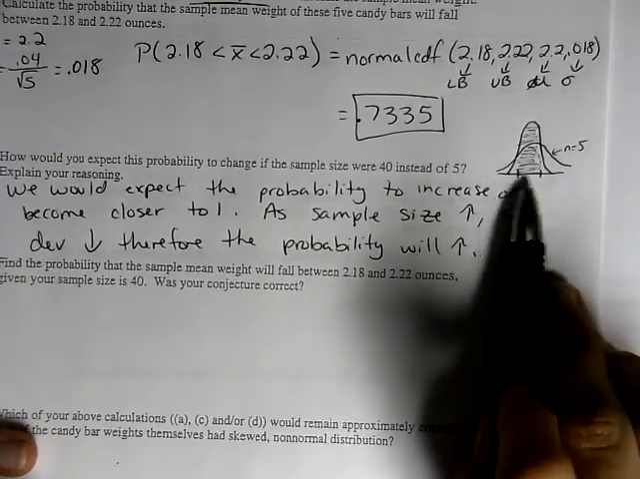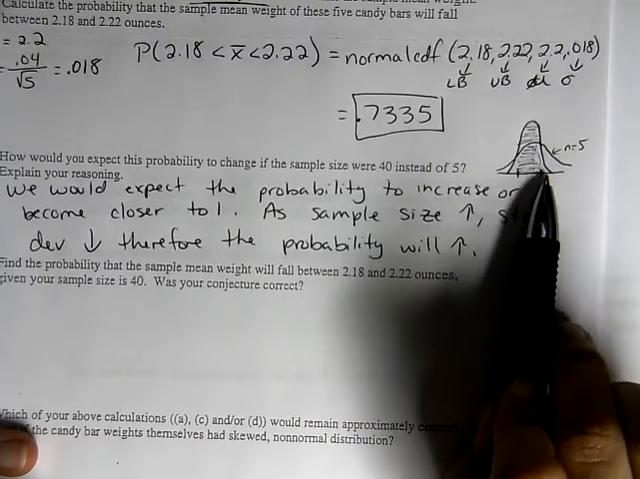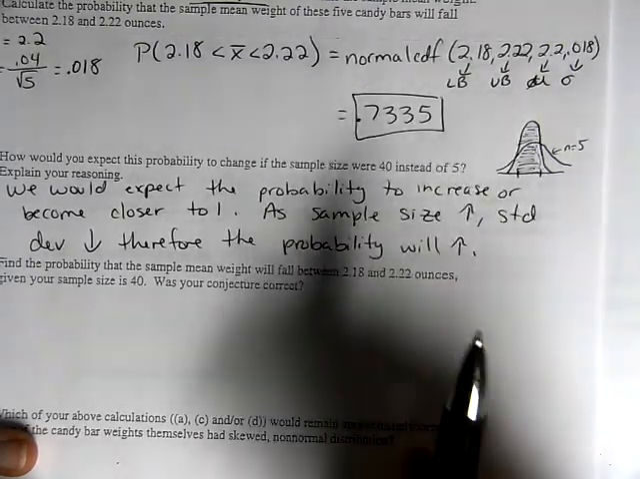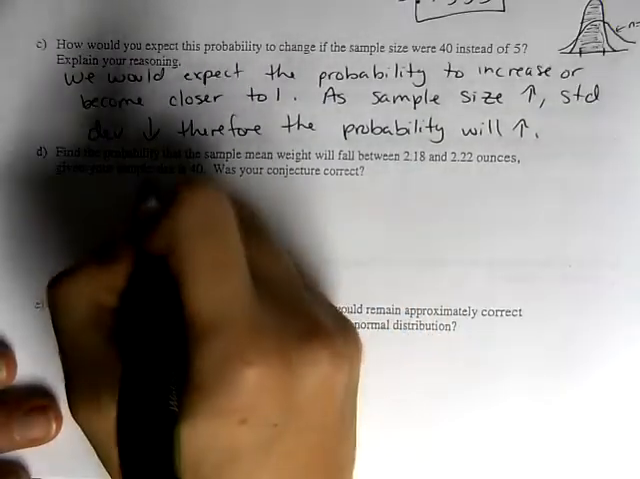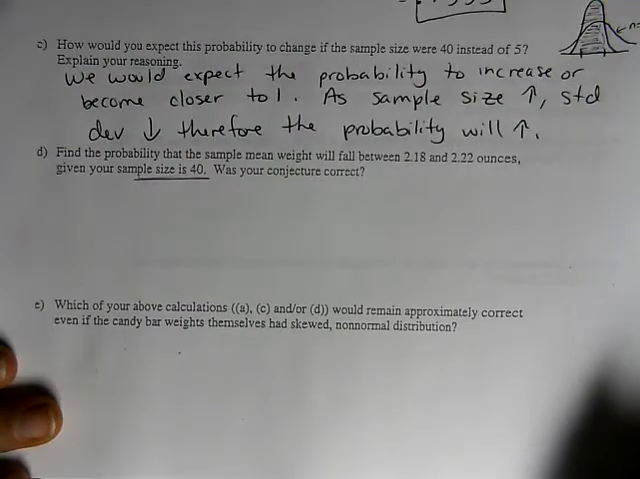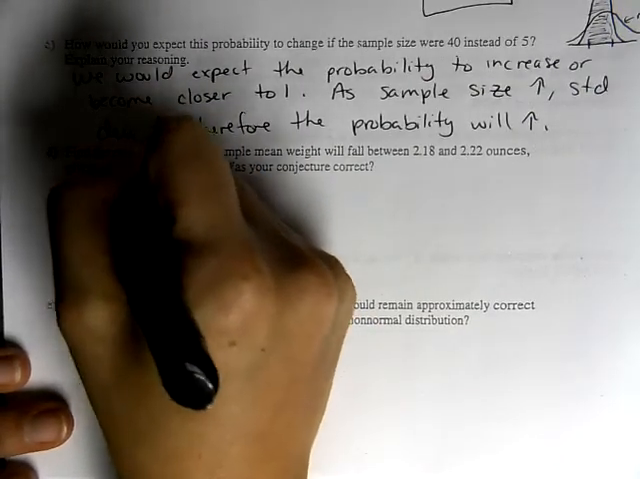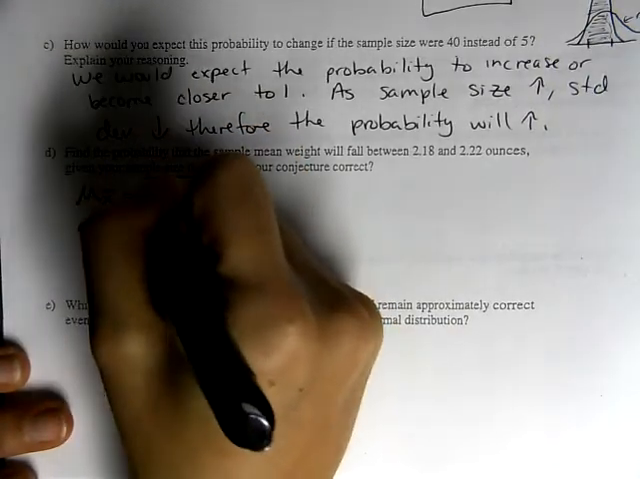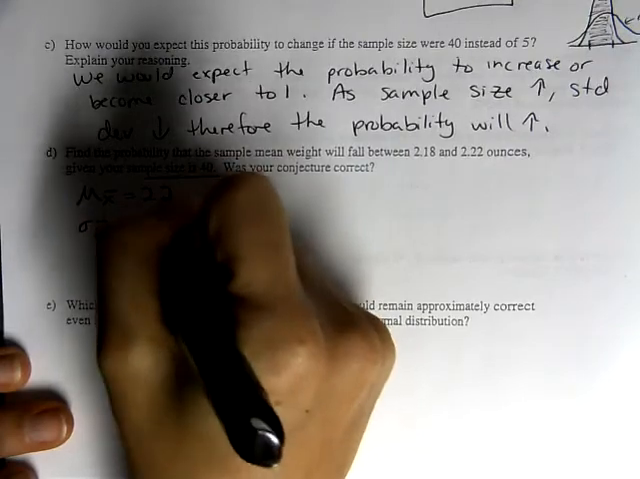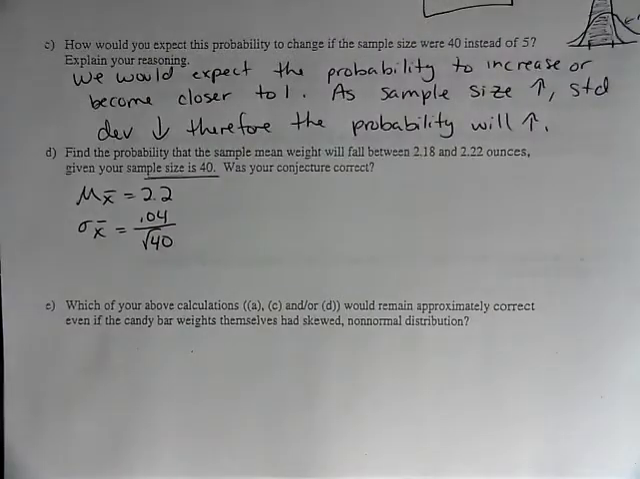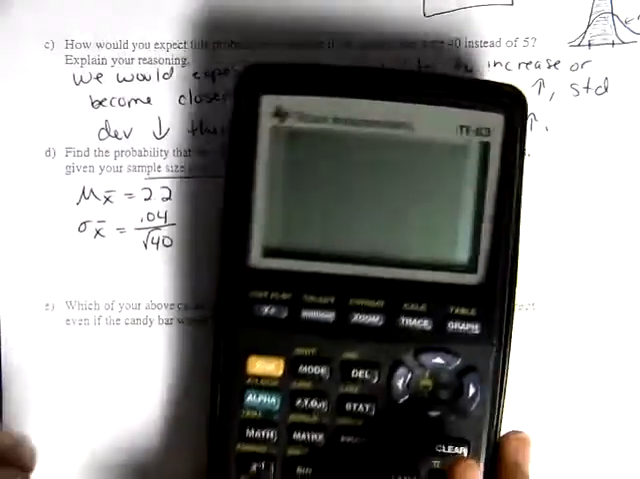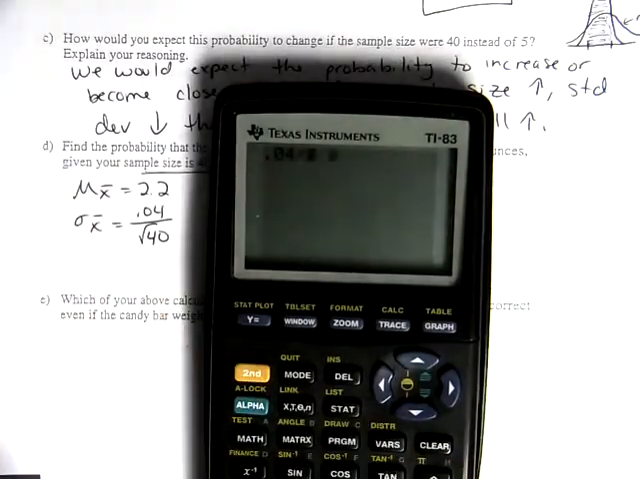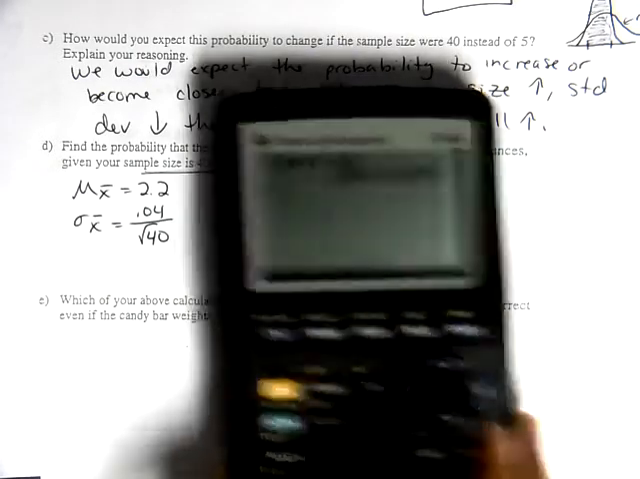This will change whether you're looking at the in-between, where we are in this problem, versus an outside, which we'll get to later. But for now it should increase. So now let's look at that. If I take a sample size of 40, is my assumption correct? The mean stays 2.2, but our standard deviation is now 0.04 divided by the square root of 40. I get an even much smaller number, 0.0063.